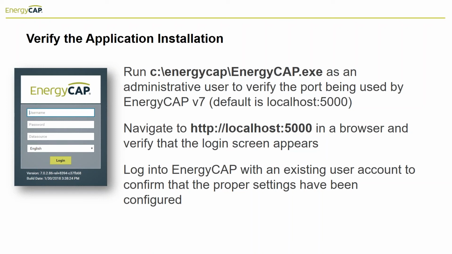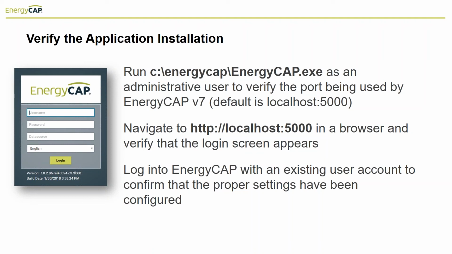You can use that to navigate from the web server that you're on directly to EnergyCAP to see if version 7 is loading properly. So this is even prior to processing within IIS. You can validate that the EnergyCAP installation files are in fact running and loading. So you can navigate directly to that local host address. Again, the default is localhost port 5000.